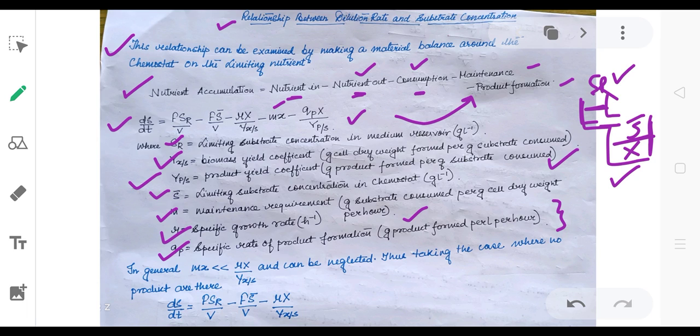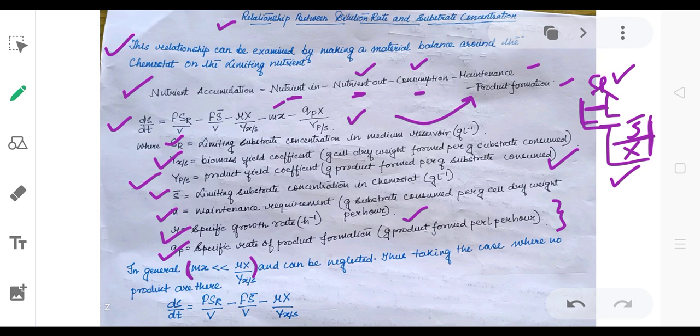Now how can we minimize this equation and make it easy to understand? In general, inside a bioreactor, this particular μx/Yx/s, that is your consumption, is of course very, very much greater than your maintenance. So the amount of nutrient for maintenance is less with respect to consumption. That is why this can be neglected.